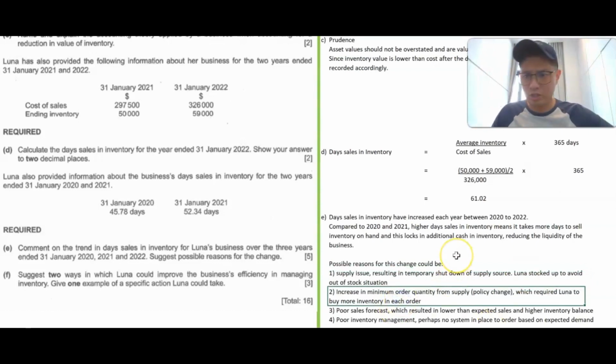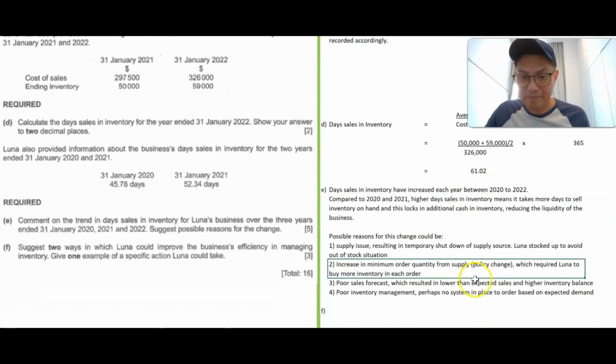Or maybe your supplier changed its policy to say that, before you could buy the footwear in quantities of 10, now they say the minimum purchase is you have to buy 100 shoes, or otherwise they won't sell to you, right? So it could be one of the reasons why they are holding more inventory at year end.